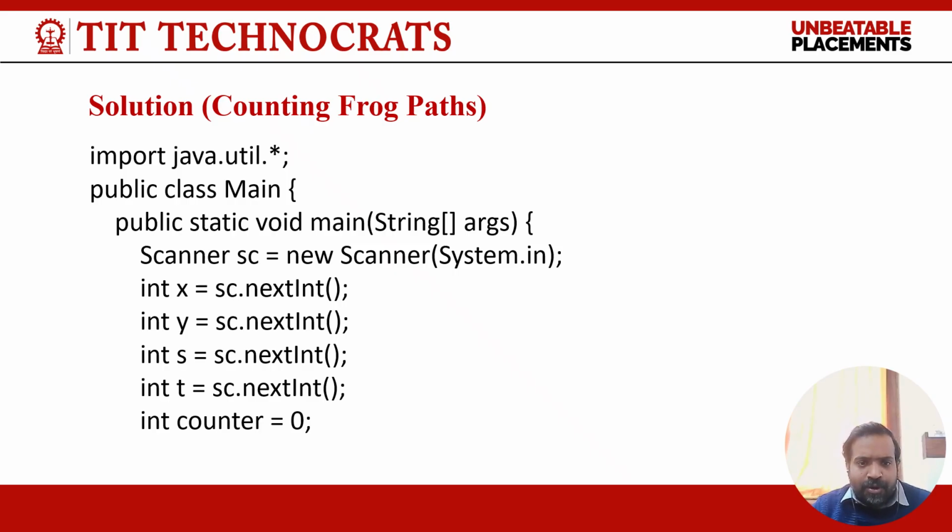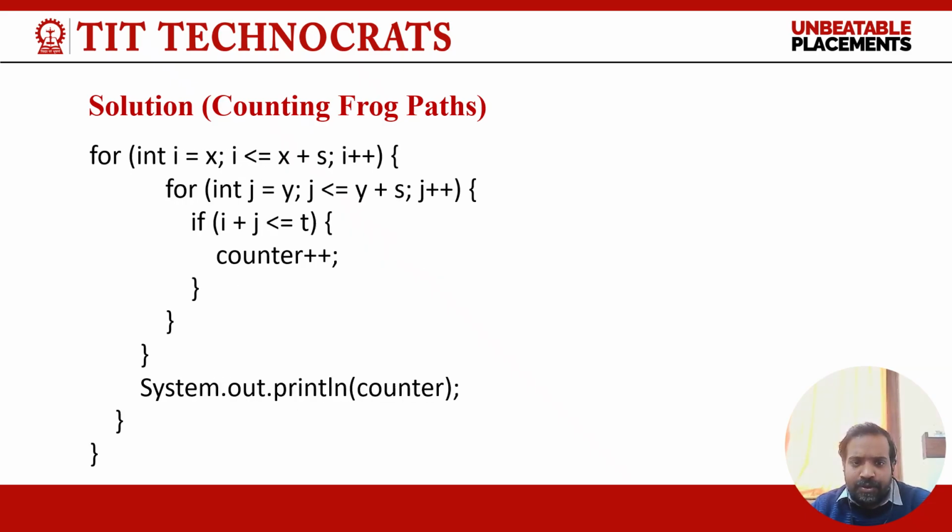So to solve this problem, we have imported java.util.star, public class Main. Then we have created the main method. Then we have created an object of the Scanner class, Scanner sc equal to new Scanner(System.in). Then we have to take input of 4 different variables x, y, s and t. So I have written int x equal to sc.nextInt, int y equal to sc.nextInt, similarly for s and t. And I have initialized a counter variable, counter equal to 0.